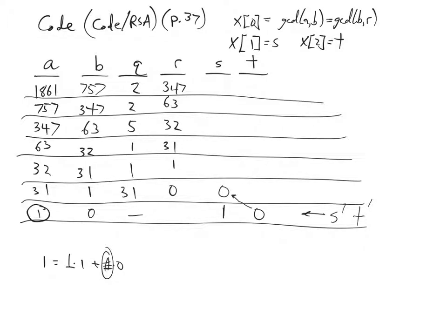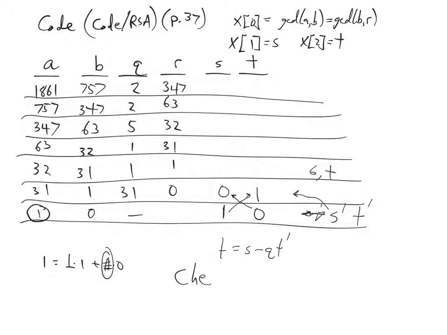And then the other one says T on this row is equal to S minus Q T prime. So T prime is 0, so it just becomes a 1. So that's kind of boring there. Okay. And now these are S prime and T prime, and we want to get S and T for this row.